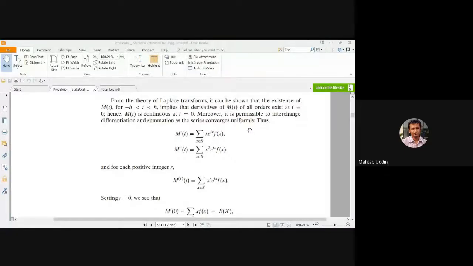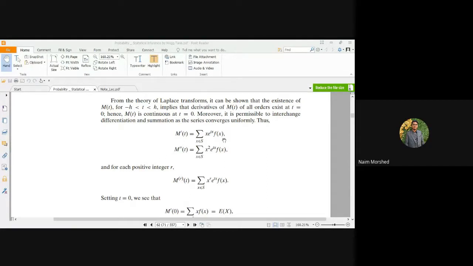We are continuing chapter 2.3, special mathematical expectation. Now I'm going to the book here. Can you see the book?